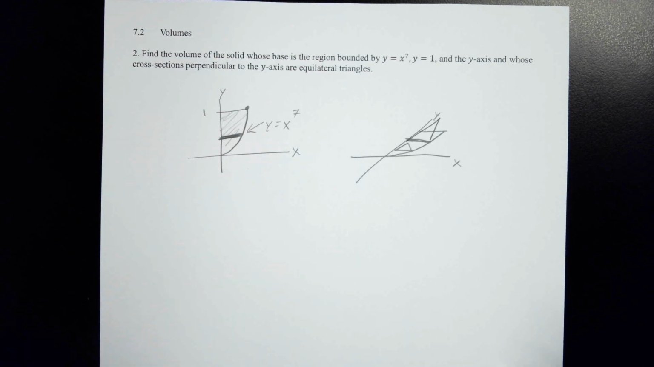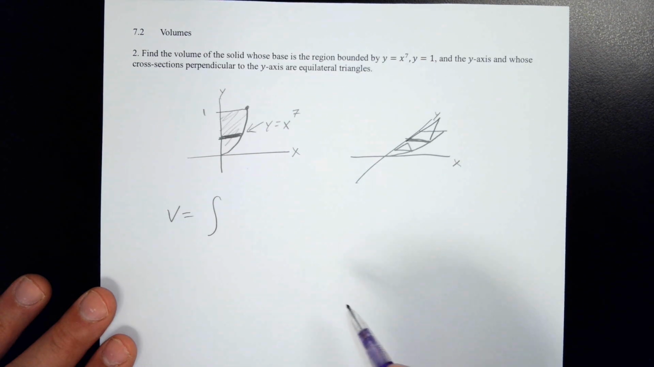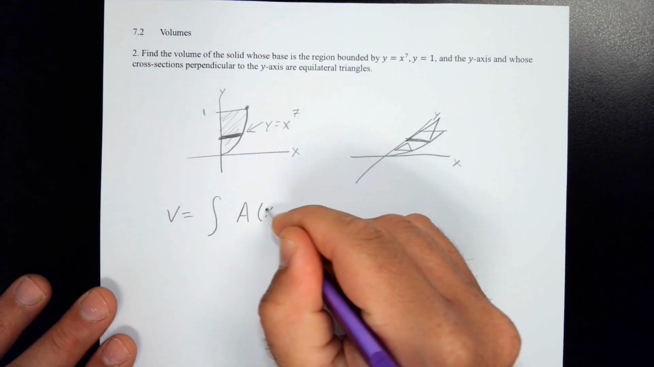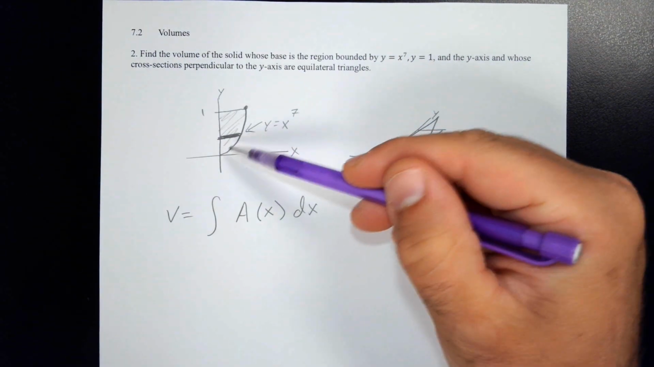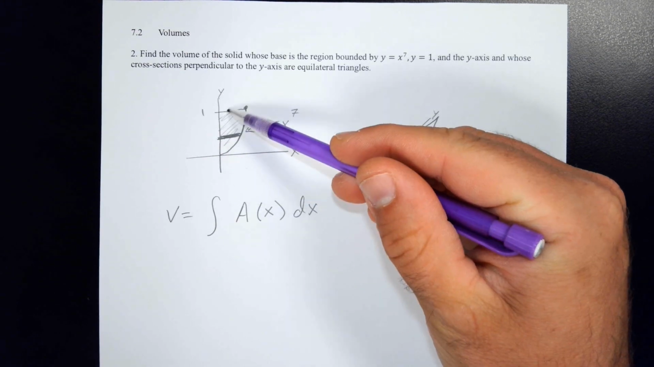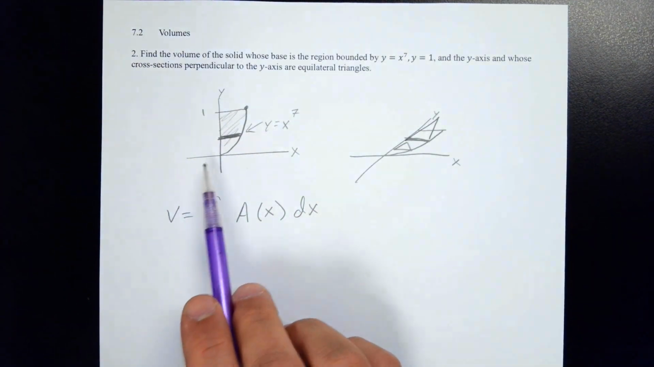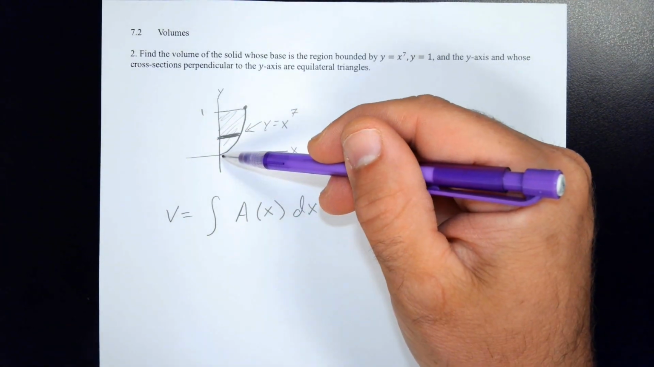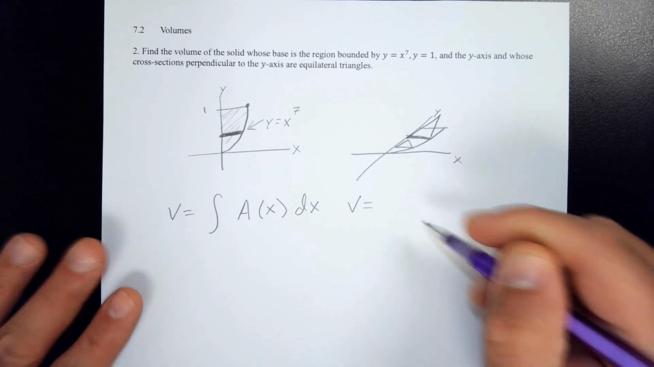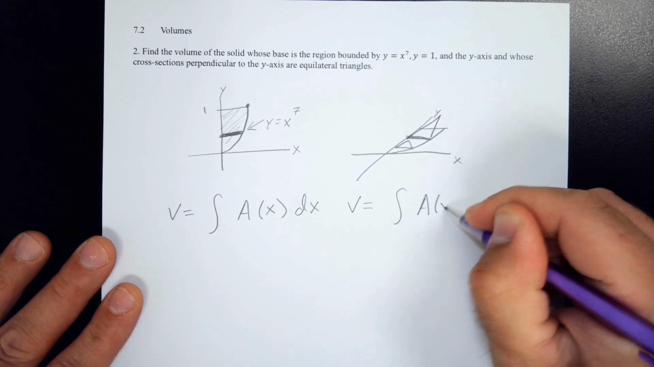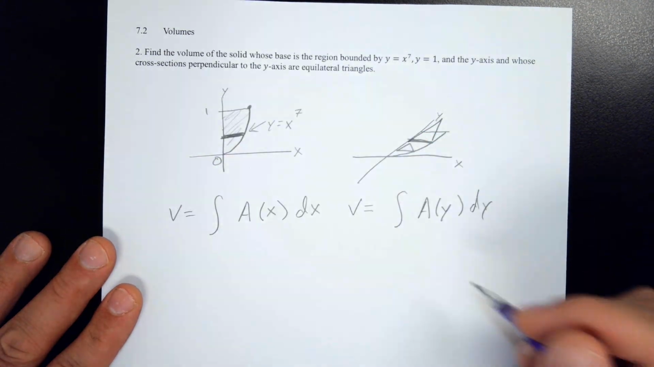So the way that we figure out these volumes is the volume is the integral of all the cross-sectional areas. Now here we're going to integrate with respect to y, so I'm not moving from x equals 0 to x equals something. The cross-sections are moving from y equals 0 to y equals 1. So we can think of the volume as the integral of A of y with respect to y, going from y equals 0 to y equals 1.